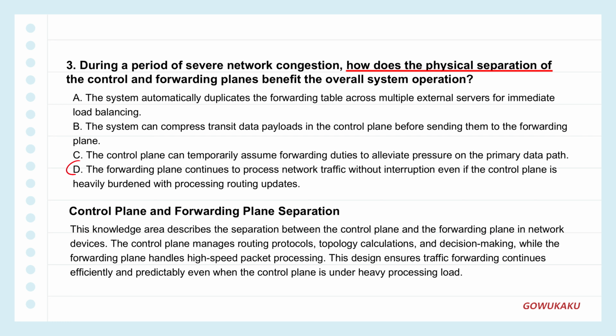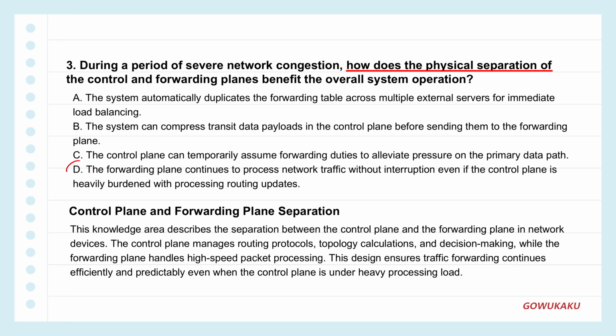Right. The control plane does all the heavy math and basically hands a simplified map down to the forwarding plane. If a massive network outage causes the control plane to frantically recalculate all the maps, your active YouTube stream flowing through the forwarding plane wasn't interrupted at all. Yeah. They operate totally independently. Which also completely rules out B, I guess, since the control plane doesn't touch transit data payloads at all. Exactly. And A is just describing external server load balancing, which has literally nothing to do with the internal architecture of a single router. Right.